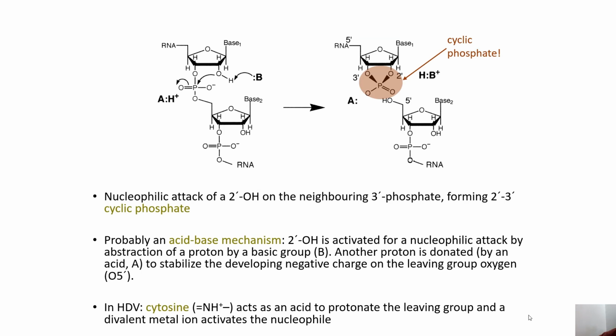So, nucleophilic attack at the 2' OH of the neighboring 3' phosphate forms a 2',3' cyclic phosphate. Then, probably by an acid-base mechanism, the 2' OH is activated for a nucleophilic attack by abstraction of a proton by a basic group B. Another proton is donated by an acid S to stabilize the developing negative charge on the leaving group oxygen. Now, in HDV, cytosine acts as an acid to protonate the leaving group and a divalent cation activates the nucleophile.